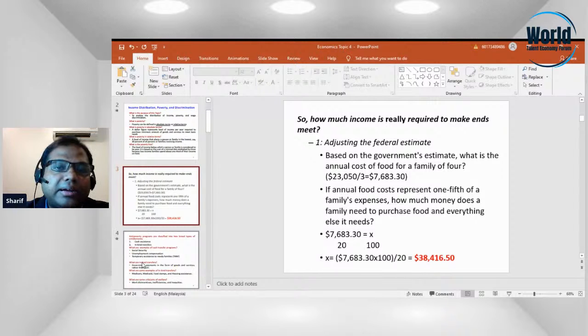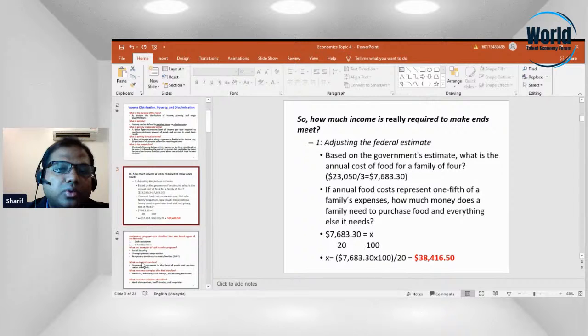a family spends $23,050 yearly on food, and they have 3 family members. So per family member it is $7,683.30 for food purposes. So if annual food costs represent 1/5 of a family's expenses, how much money does a family need to purchase food and everything else that is needed?